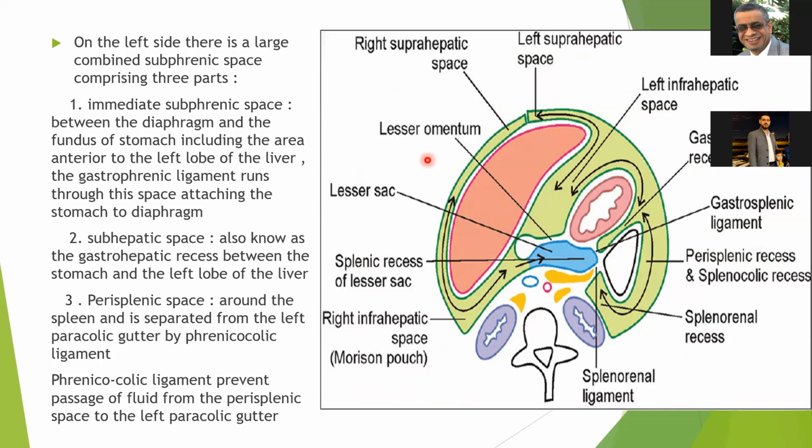The subhepatic space, also known as the gastrohepatic recess, between the stomach and the left lobe of the liver. The perisplenic space around the spleen is separated from the left paracolic gutter by the phrenicocolic ligament. The phrenicocolic ligament prevents the passage of fluid from the perisplenic space to the left paracolic gutter.